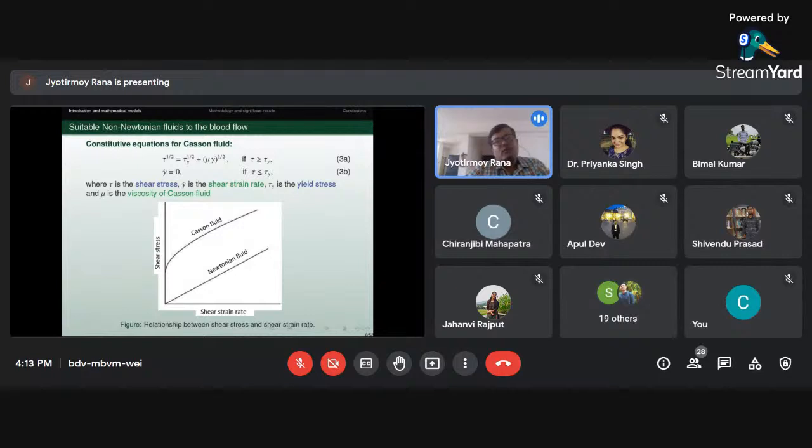So what will be the suitable non-Newtonian fluid for blood flow? There are several non-Newtonian fluids relevant to blood flow in small vessels, and these are all experimentally validated fluids. At first, I want to discuss the constitutive equation for the Casson fluid. Here the shear stress and shear strain relationship is non-Newtonian and non-linear. This model is a two-parameter model containing the yield stress and the apparent viscosity of the fluid.